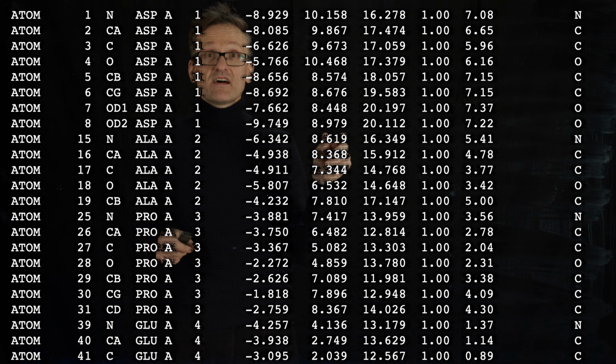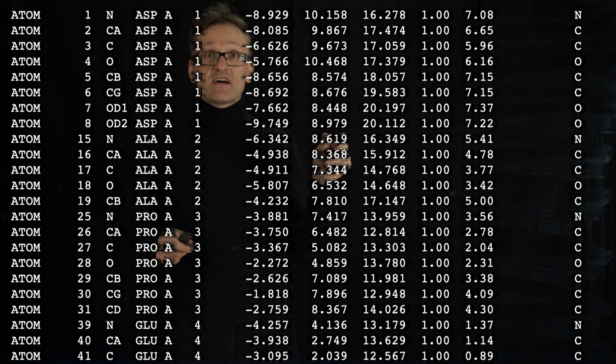Number of atoms, the name of the atoms: N is nitrogen, CA stands for C alpha. I can't use Greek letters here. C and O are also backbone atoms. CB is C beta, CG is C gamma. OD1 and OD2 are oxygen delta 1 and 2. Again, the Greek letters. And that's an aspartate side chain, ASP.